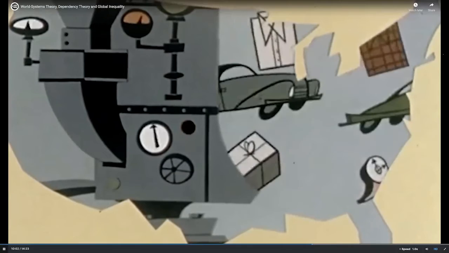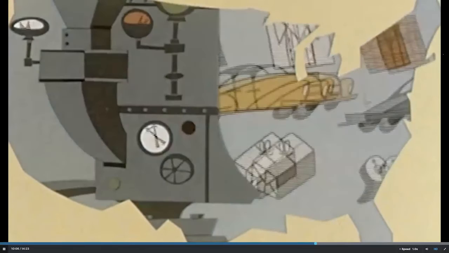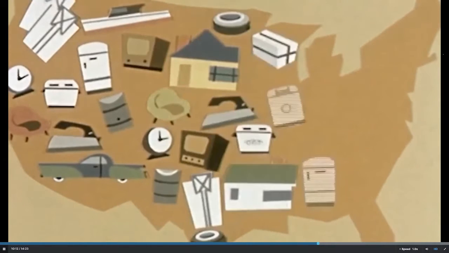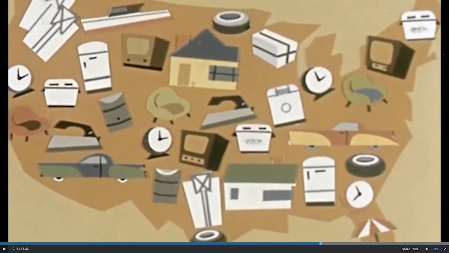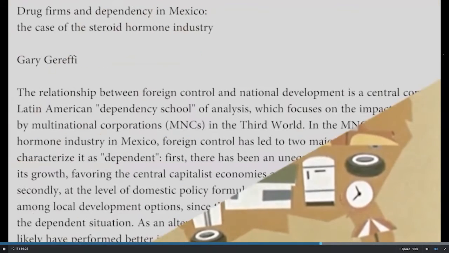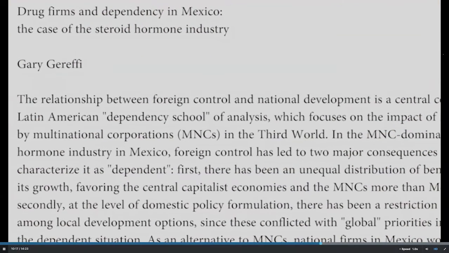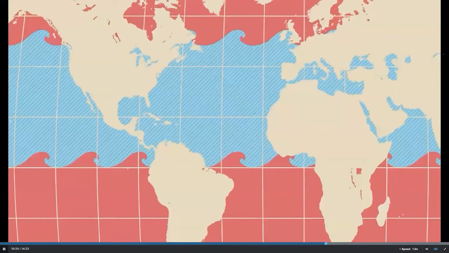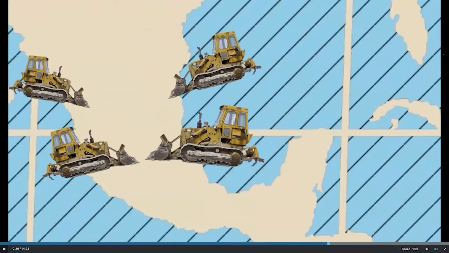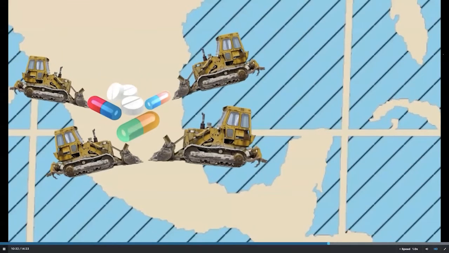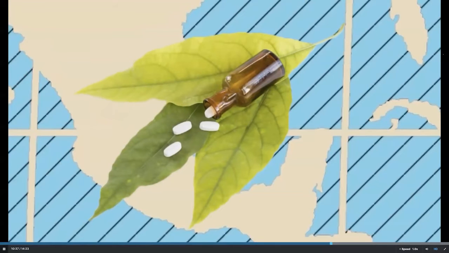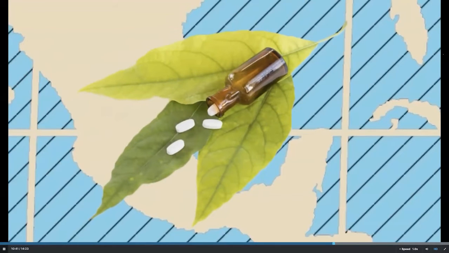Now, that's not to say that dependency doesn't occur, and that dependency theory can't tell us something about the faults of the capitalist system. In his 1978 study, for example, Gary Gereffi shows how transnational pharmaceutical corporations took control of the Mexican steroid industry in the 1950s. At the time, Mexico was the subject of much pharmaceutical focus because of the wonder drug properties of the native Barbasco plant, which was important for the production of anti-inflammatory drugs and cheaper birth control pills.